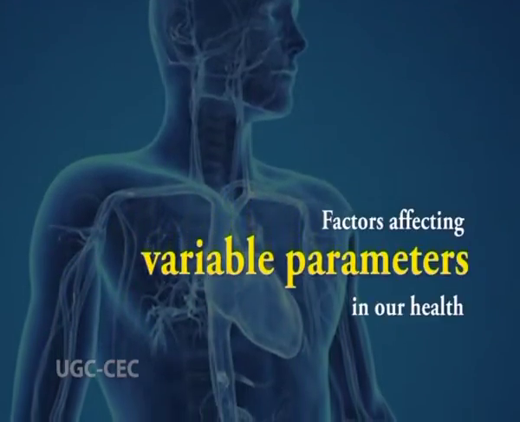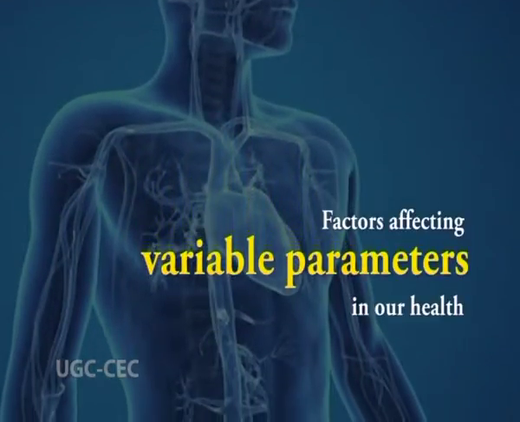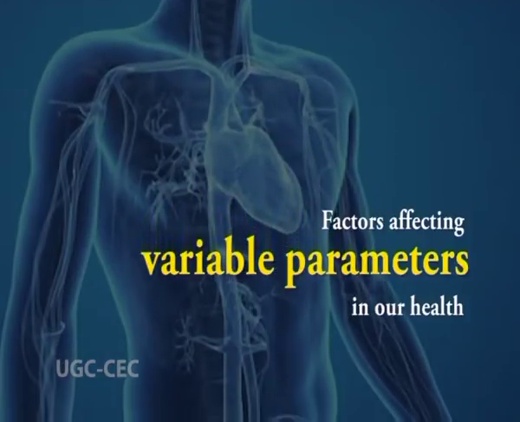Factors affecting variable parameters in our health. Many measurable constituent parameters in our body vary throughout life. For example, a newborn baby has an extremely high hemoglobin concentration which falls after delivery. This is completely normal and is physiological rather than pathological.